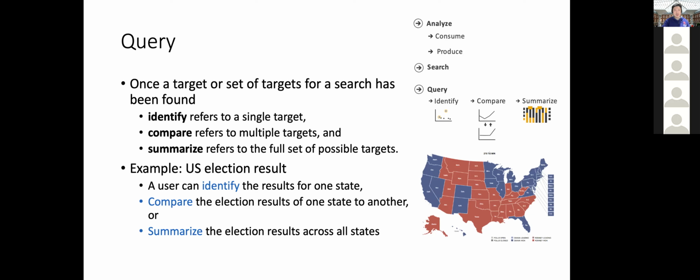And then finally you have summarize, where you provide an overview of the results across all the different states. You might say the west coast is mostly blue, and the middle part is mostly red, and the northeast corner, which is this part, is mostly blue. So you're providing a general description of more than one target at the same time, and that becomes summarize.